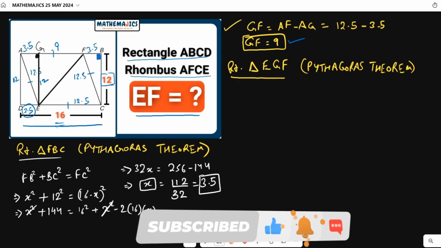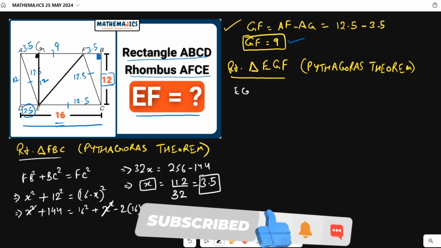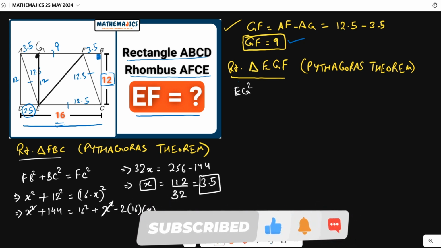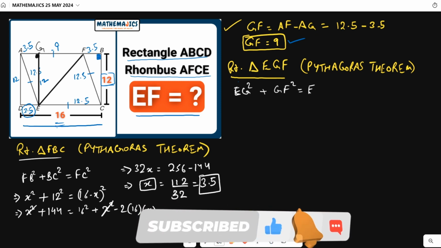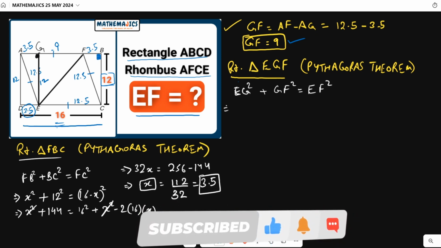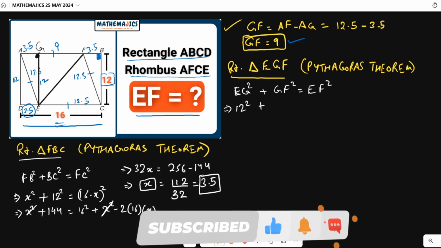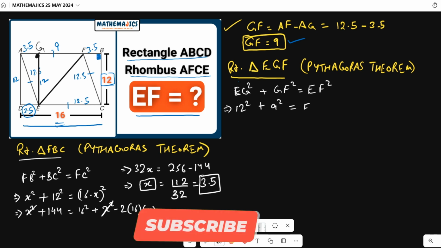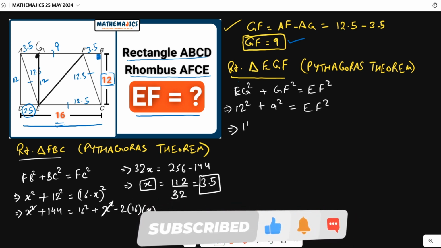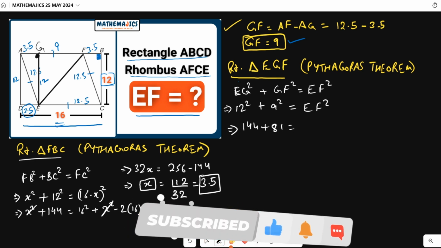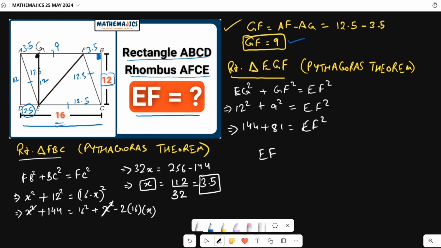Now, if we apply Pythagoras theorem, what will we get? We will get EG square plus GF square is equal to EF square. What is EG? EG is 12. What is GF? GF is 9. We need to find EF. This gives us 144 plus 81 equals EF square, which gives us EF as 15.